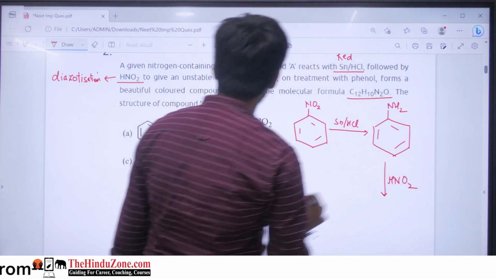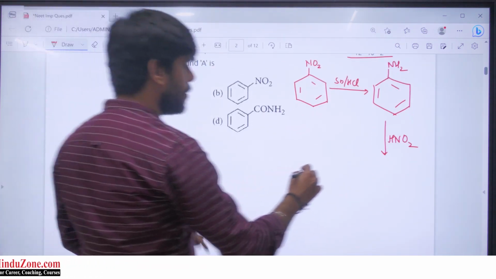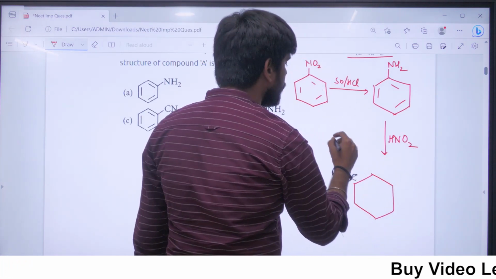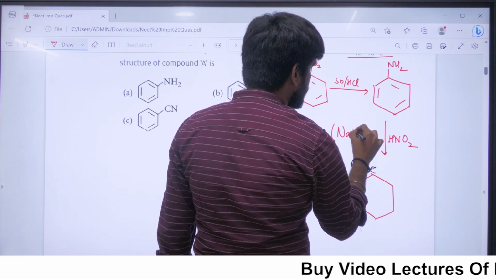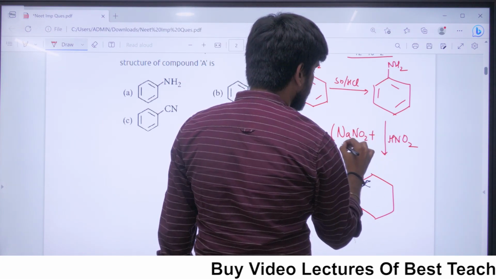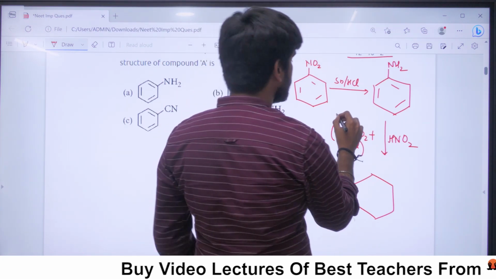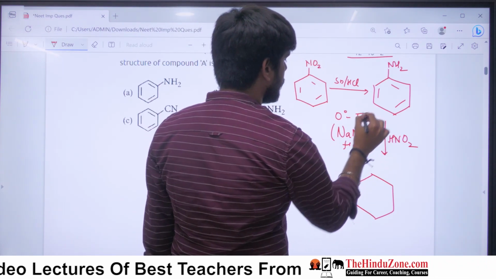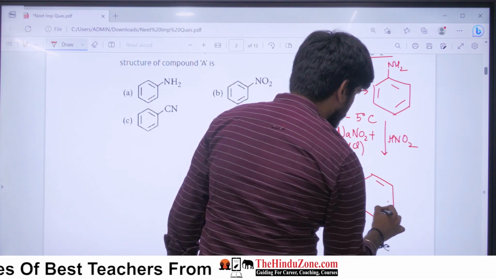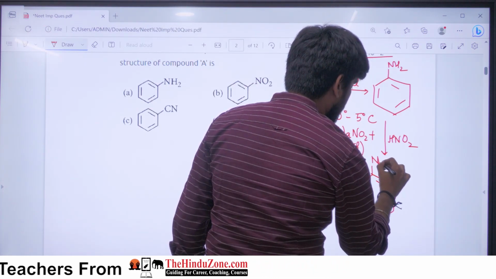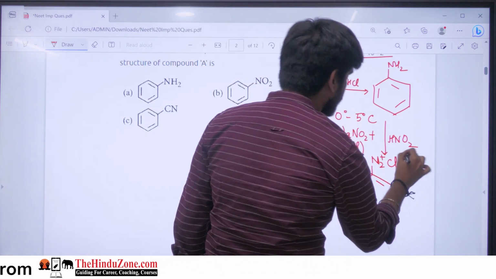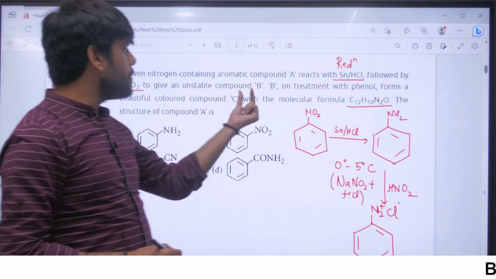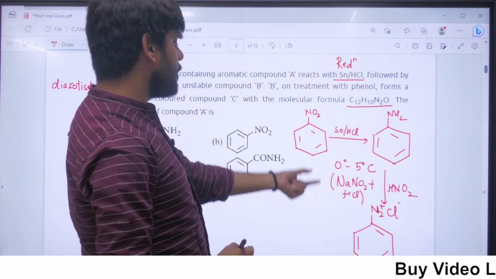you know it results in the formation of a diazonium salt. HNO2, you know, this is a combination of sodium nitrite and HCl, and the reaction condition is 0 to 5 degrees Celsius, right? So I end up getting diazonium salt like this. This is your benzene diazonium salt. Now benzene diazonium salt is B. This is your unstable compound.